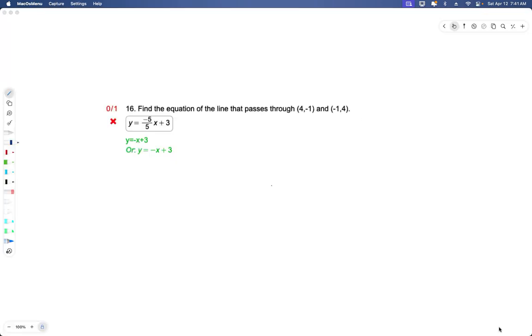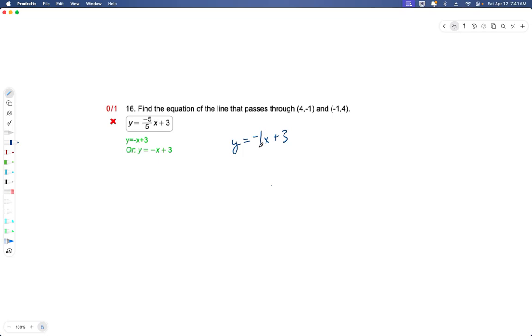All right, so let's go back to Jupyter and see which other one you needed help on. Okay, so I took a screenshot of your grading page, the one that I see. Here's the only problem with what you did. You did not reduce this fraction. So -5 over 5 is what? It's a -1, right? So we would have y is equal to -1x plus 3.